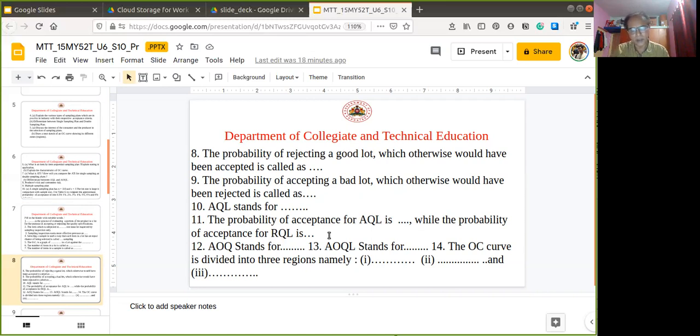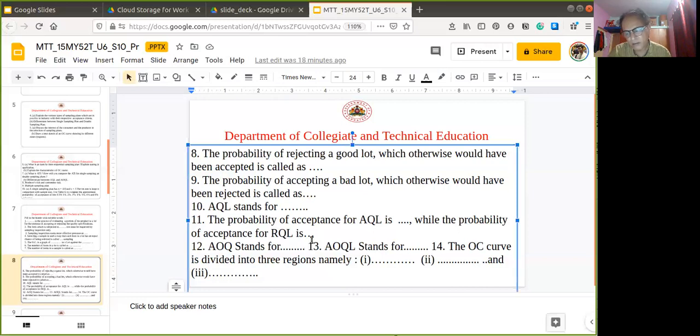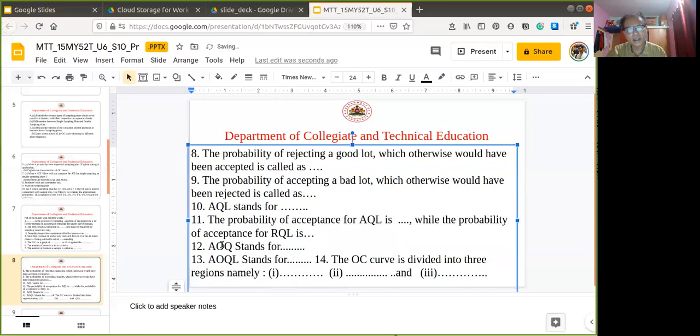When you go to the fill in the blanks 12, AOQ stands for average outgoing quality. Then the 13th one: AOQL stands for average outgoing quality level.